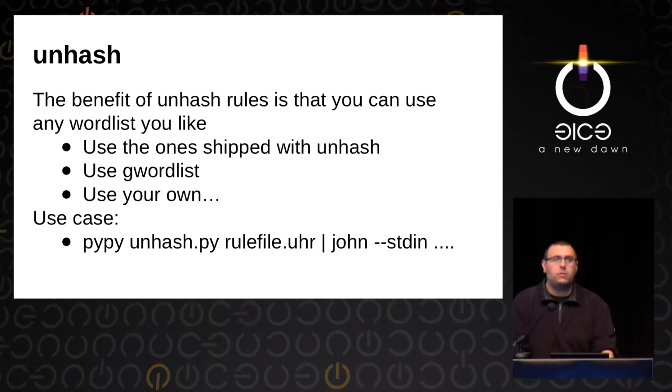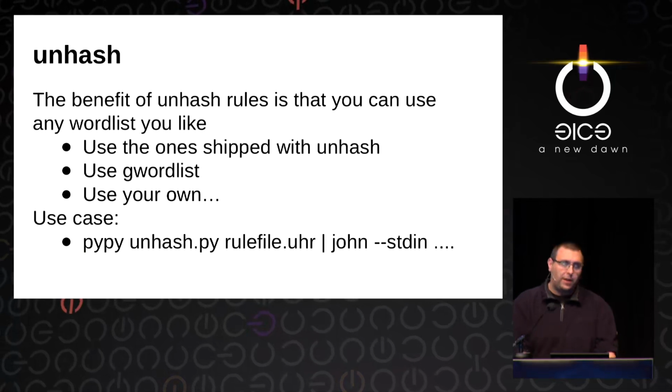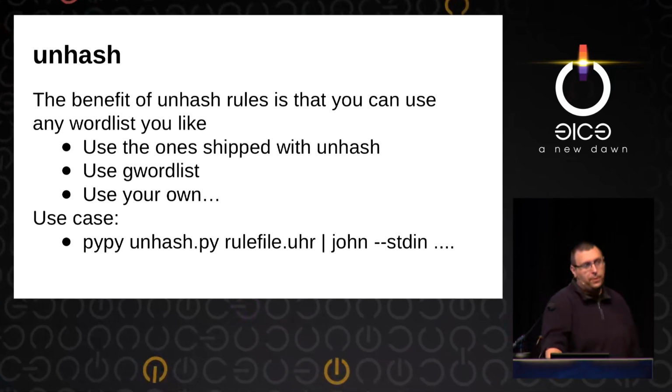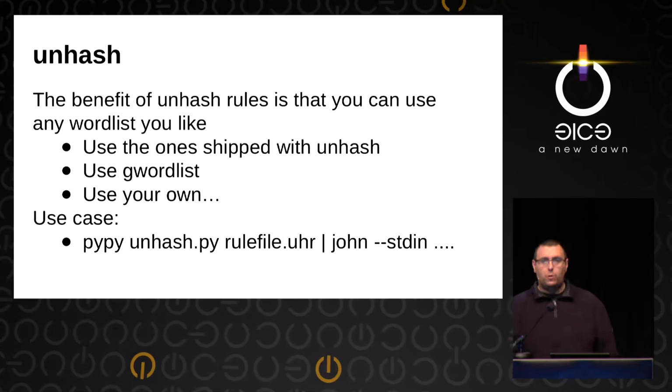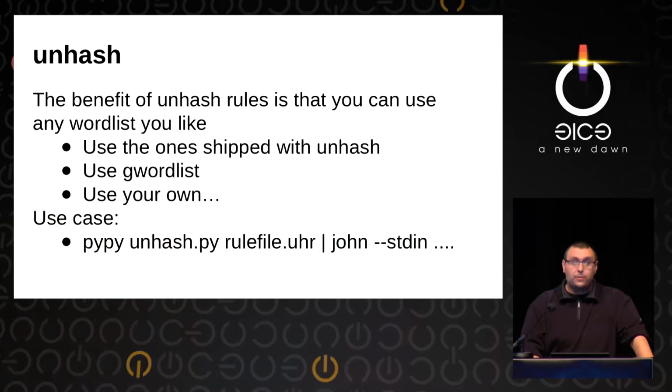The benefit of UNHash rules is that you can use any word list you like. You have ones that are shipped with UNHash that are generated by data mining on the 33 million password set. You can use gwordlist to create additional passwords that are made by scraping some keywords from Google, or you can use your own. I suggest you combine the first two methods, scraping results from Google with gwordlist and using the ones that are shipped with UNHash. The use case here is pretty simple.